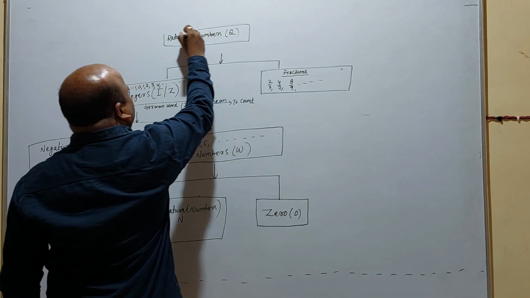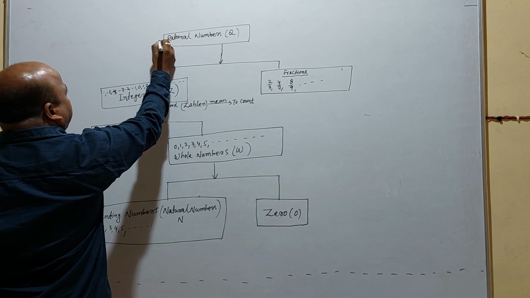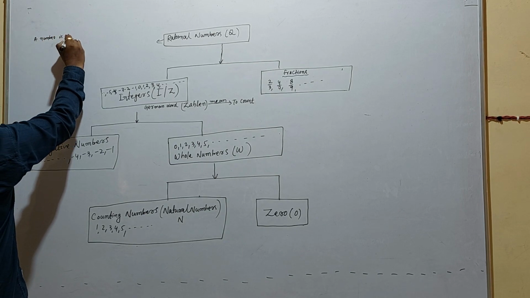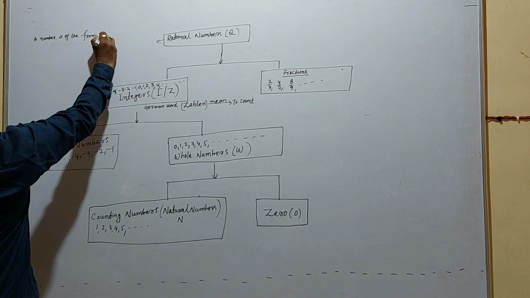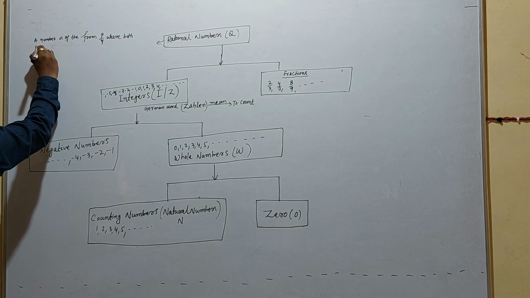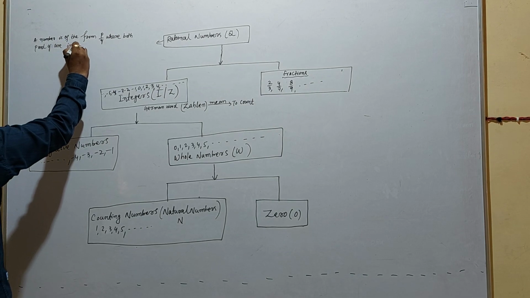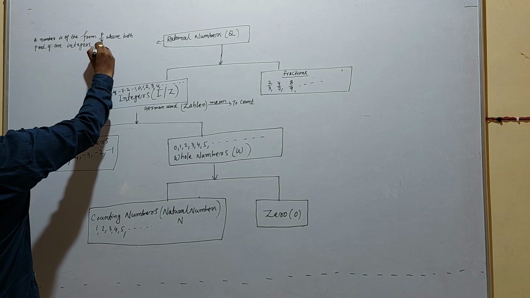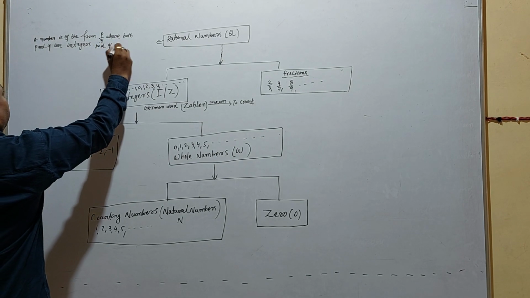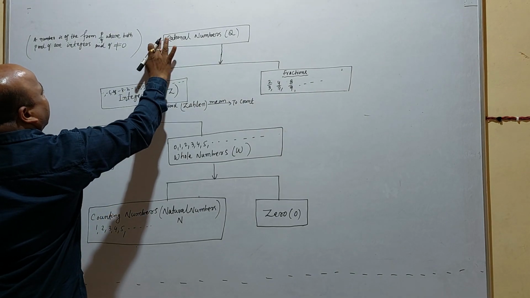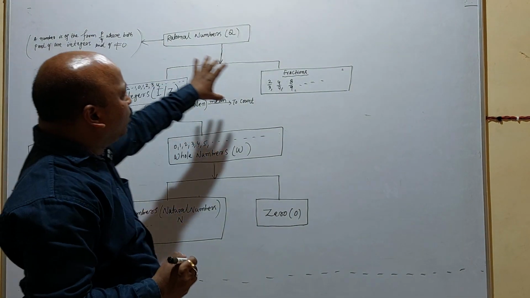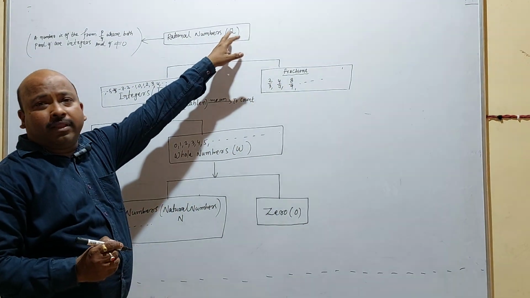It has an actual meaning, students. That means a number is of the form P by Q, where both P and Q are integers, and Q is not equal to 0. This is what? This is a rational number. This is the definition of a rational number. So integers included with fractions give us rational numbers, denoted by the symbol Q.